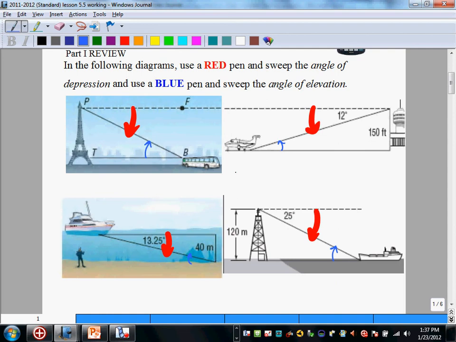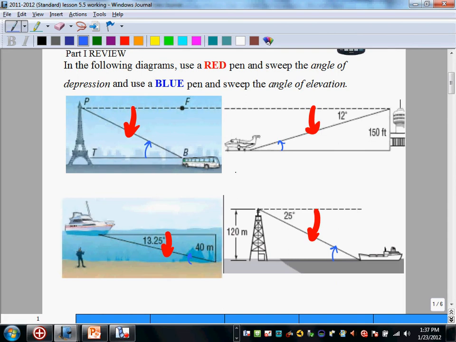All right, guys. Look up here. There they are. The reds are the angles of depression. The blues are elevation. How many of you got all four correct? Raise your hand. All four. Good. Because I need your attention. Look up here.